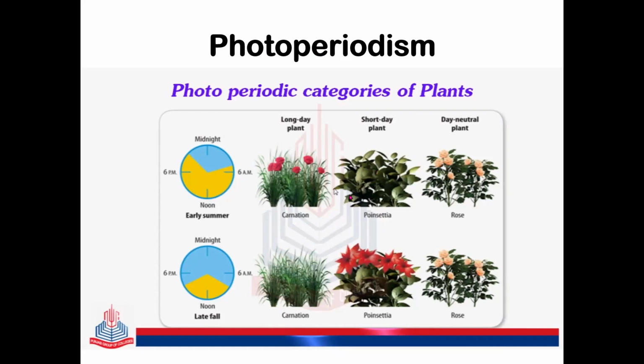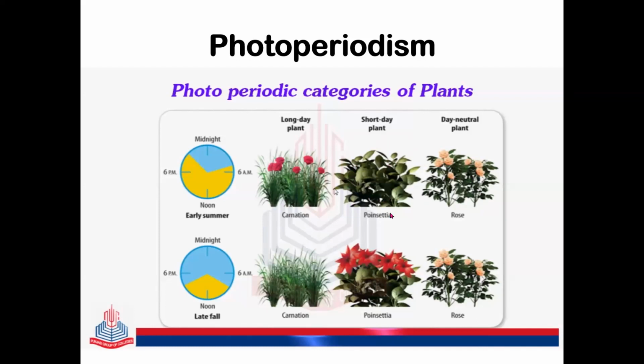A short day plant is when it's about 12 hours of... no, that can't be right. Is that right? 6 a.m. to 6 p.m. is 12 hours, yeah. So it must be more. When there's more light than dark, the long days, and more dark than light, it's a short day plant, and other plants don't matter. So like the roses.